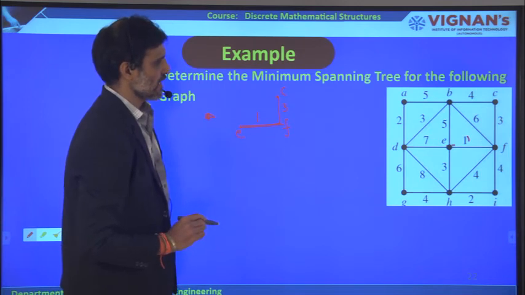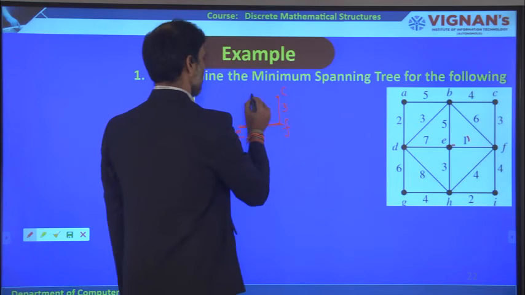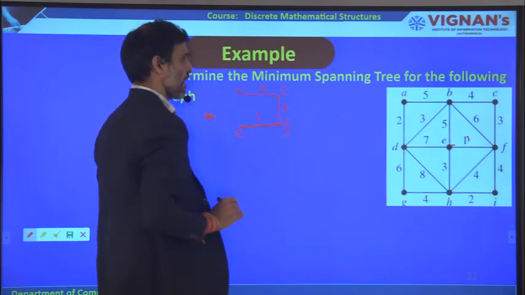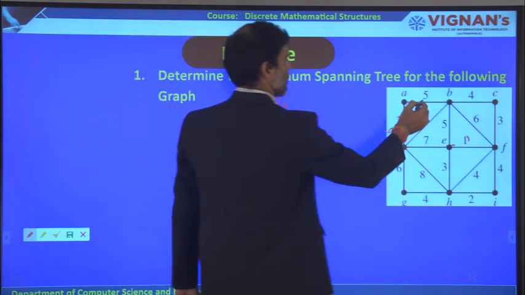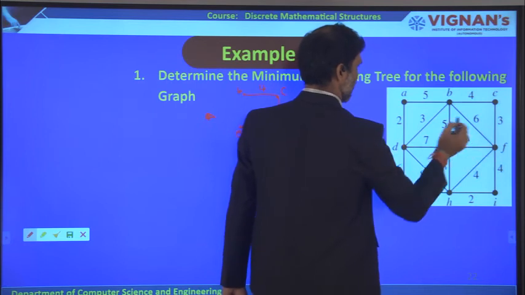Now for C, what are the adjacent vertices? F and D, but this consists of B. So you will take, here it is 4. This is the vertex B. Now coming to B, A is the adjacent vertex, D is the adjacent vertex, E is the adjacent vertex, F is the adjacent vertex.